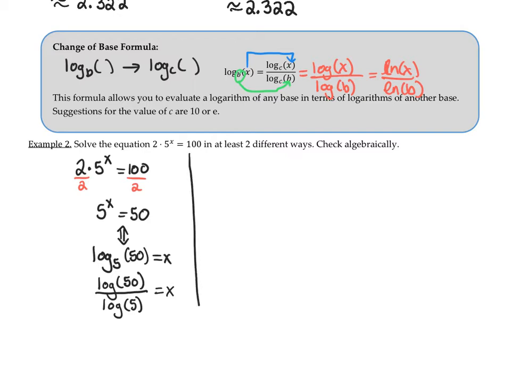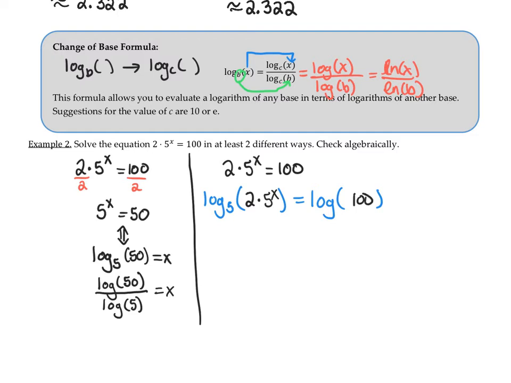Okay. Another way to do this problem, not the most efficient way, is to take a logarithm of both sides prior to isolating the exponential. So I'm going to take a log base 5 of both sides, and I like the idea of doing a log base 5 because it relates to the exponential. So log base 5 of 2 times 5 to the x equals log base 5 of 100.